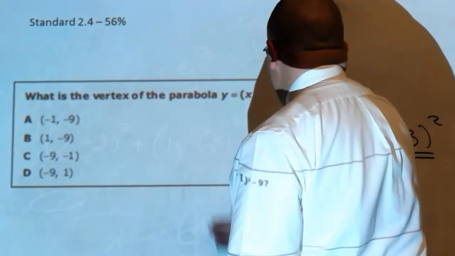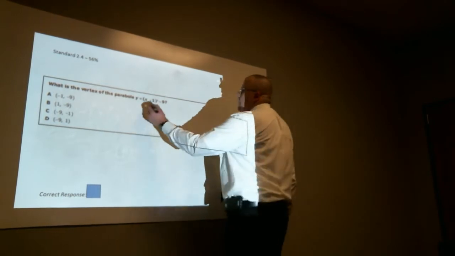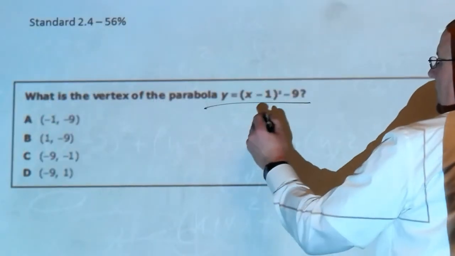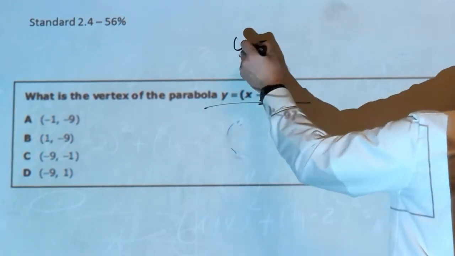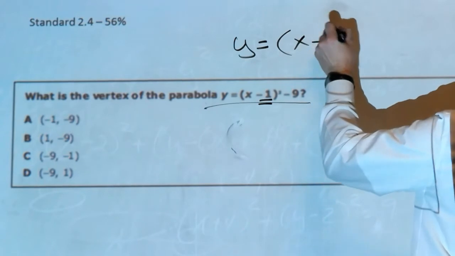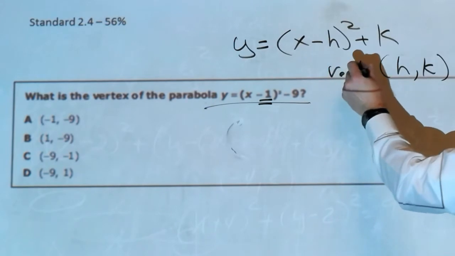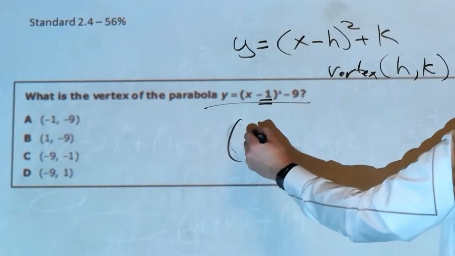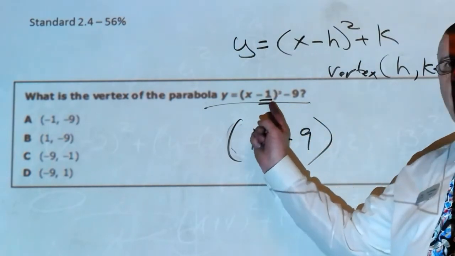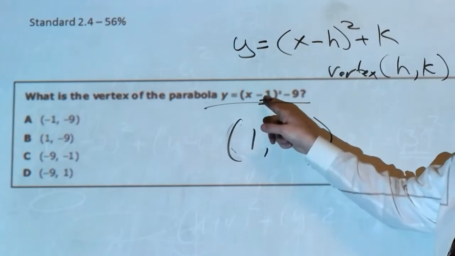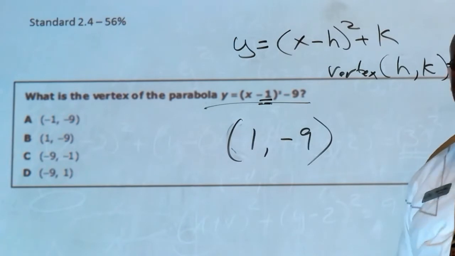This is an easy problem. We don't even have to think about it because it's already in vertex form. I have a parabola like this. Vertex form is always y equals x minus h squared plus k, where h comma k is the vertex. In that case, all we have to do is know that that's 1 comma negative 9 for the vertex. My x value of the vertex is a negative 1. And the y value is, I'm sorry, it's 1, and the y value is a negative 9. Boom.